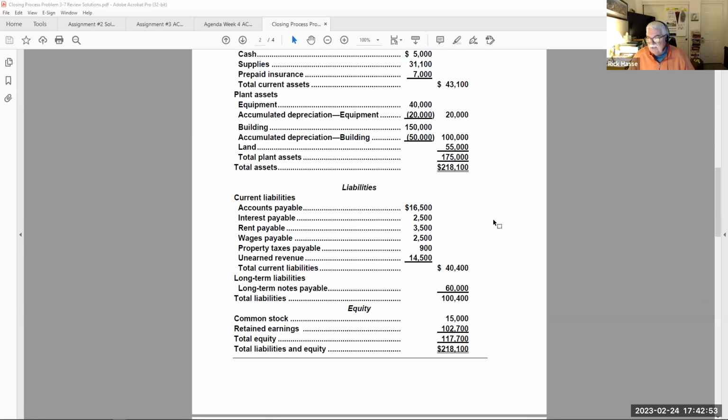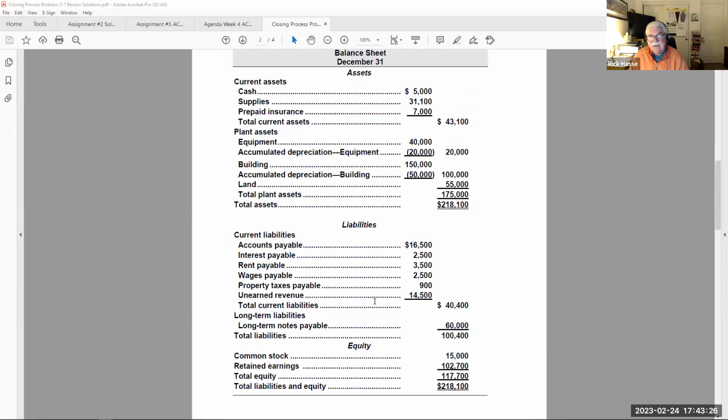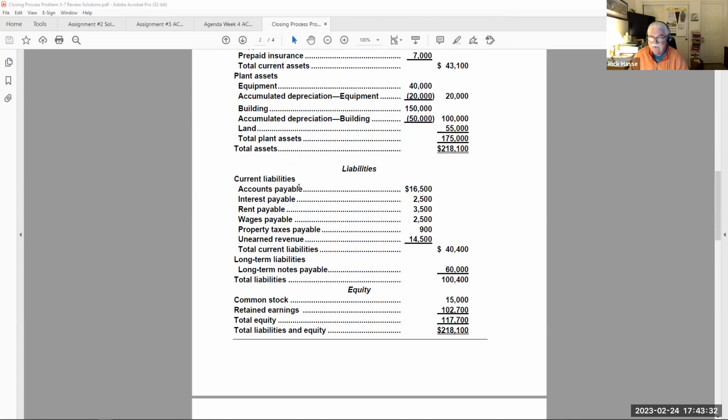Same thing with liabilities. We have current liabilities, liabilities that have a lifespan of less than 1 year. Payables, accounts, interest, rent, wages, property tax, and then that unearned revenues that's been paid to us in advance that we have yet to actually provide. Total current liabilities, $40,400. Then we have long-term liabilities, one account, note payable. It's due in over a year, $60,000. So the classified balance sheet breaks down assets by current and long-term, liabilities, current and long-term.